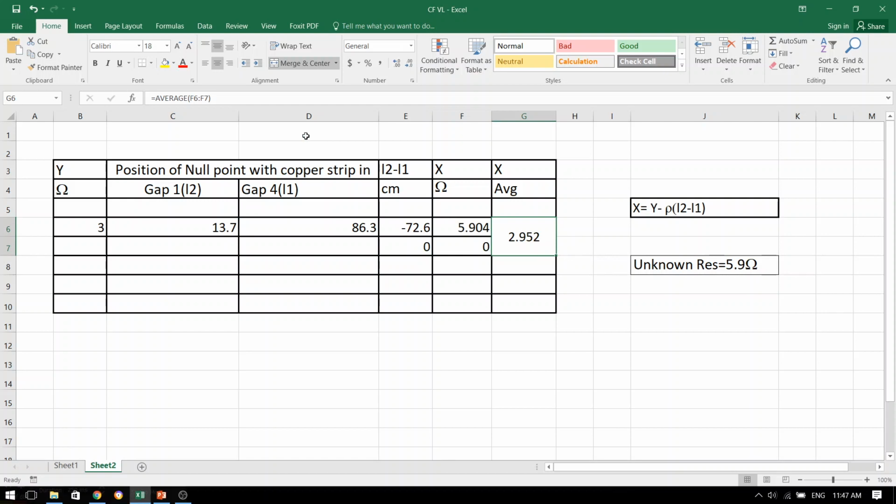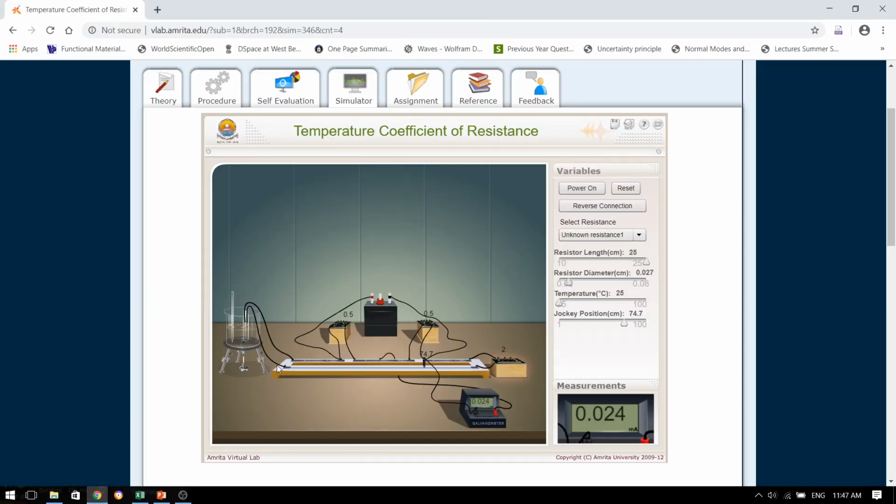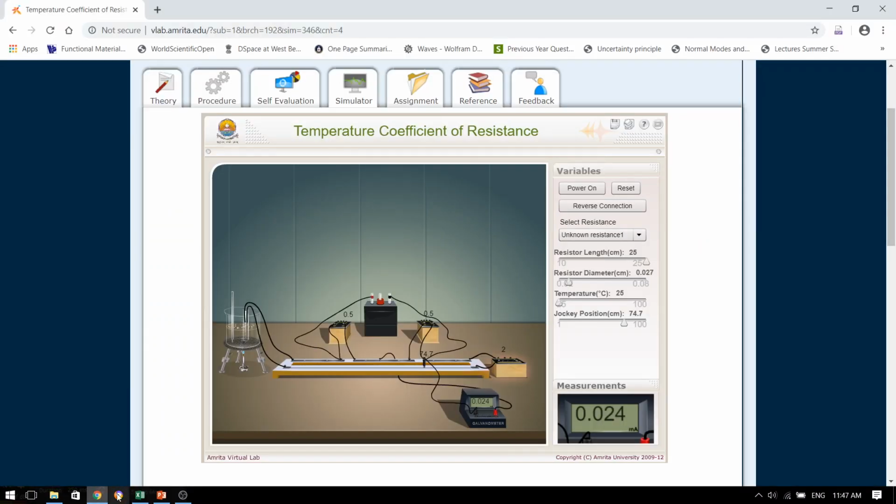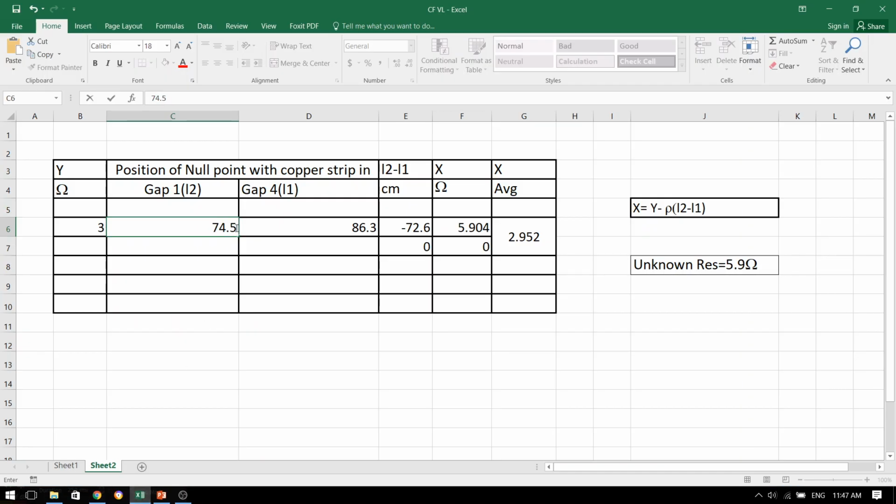Alright, so here you can write down the value. Now see, let me show you something. Over here, this is gap 1, this is gap 4, and the unknown resistance is in gap 1. So if the unknown resistance is in gap 1 and the null has been produced at 74.7, what do we do? At gap 1, we will write down 74.7. Sorry, 74.7.